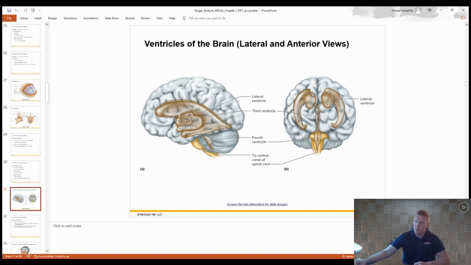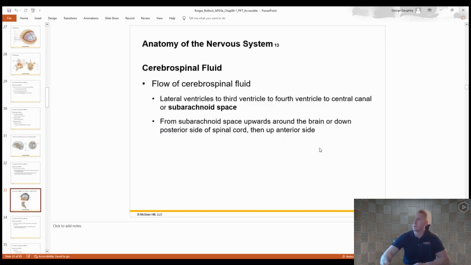Okay, the big components of the ventricles: 2 lateral ventricles, these little horn-like extensions right here. The 3rd ventricle is just traveling right down the center hemisphere. And then the 4th ventricle is right underneath the pons and right up against the brainstem. That's where we have our connection to the spinal cord.